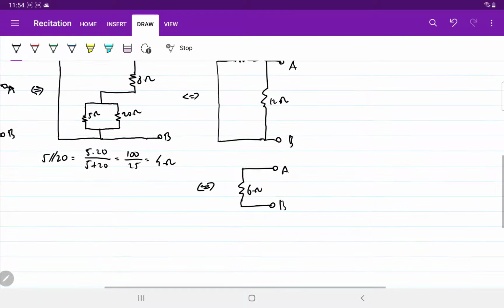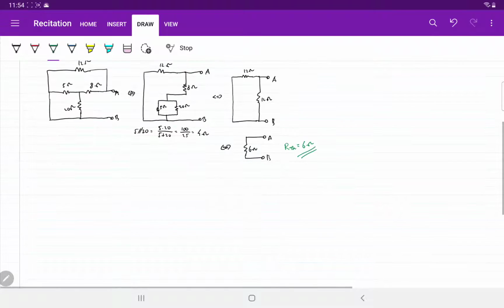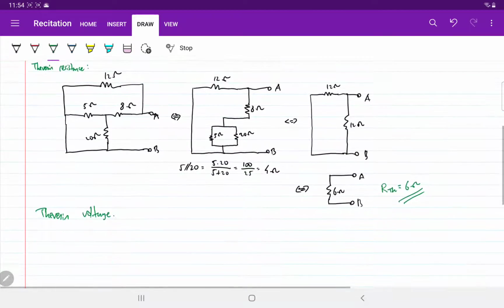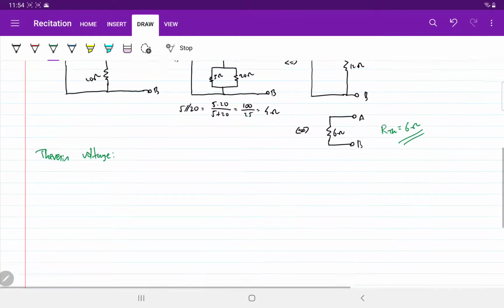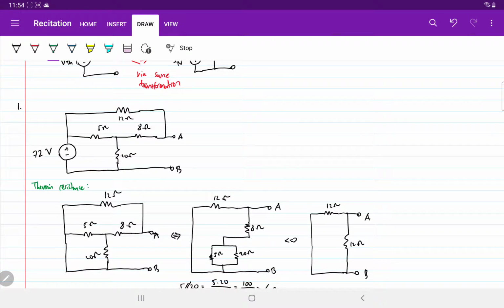So this means that the Thevenin resistance is 6 ohm. Okay, how about the Thevenin voltage? Well, we should do our circuit analysis, so let me copy the problem again.